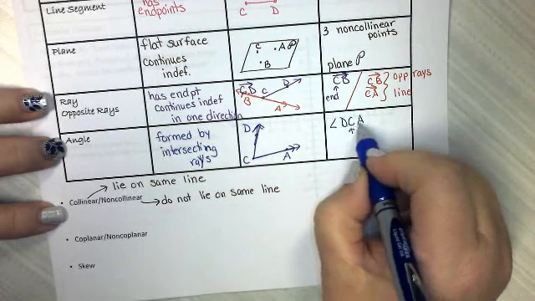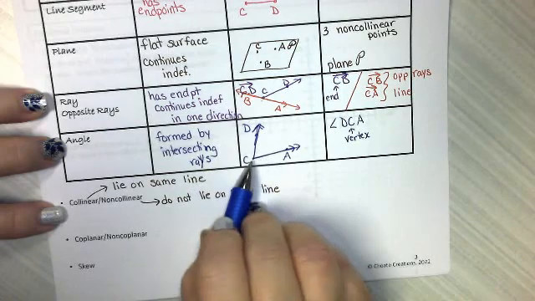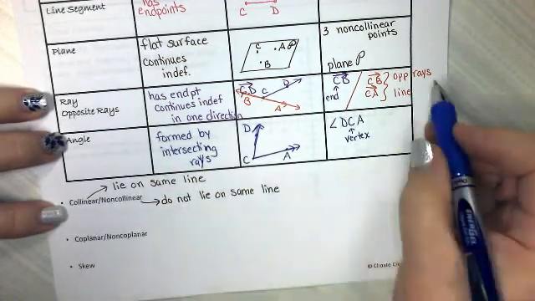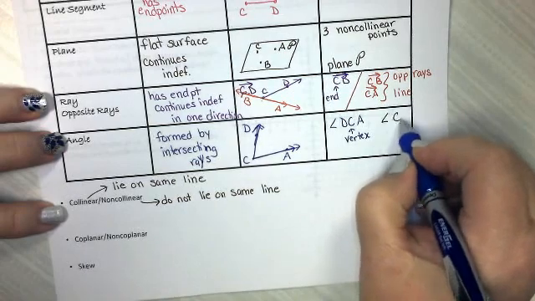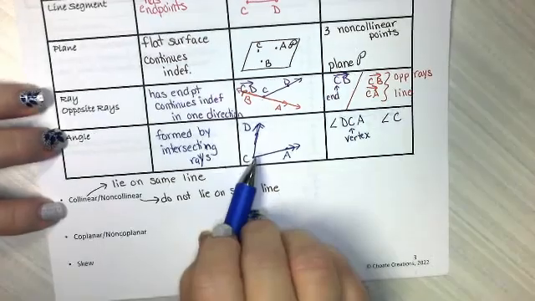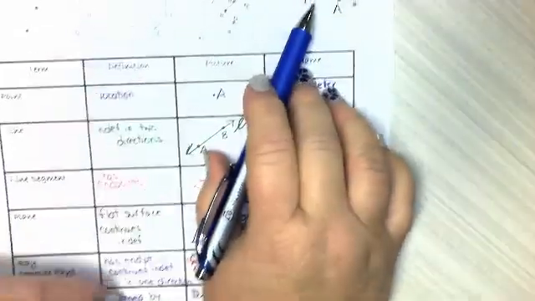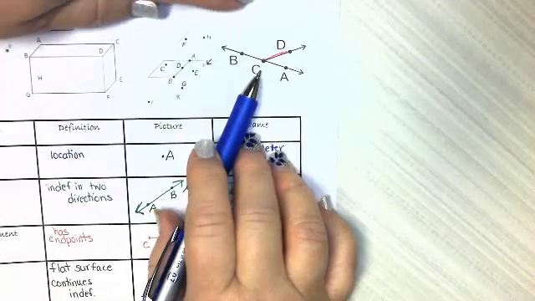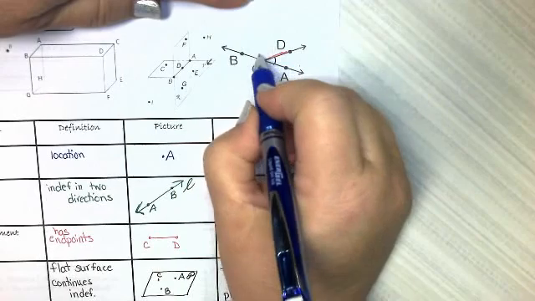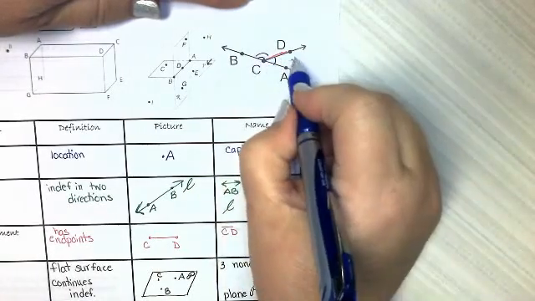This letter in the middle of the three is always the vertex of the angle, or the point where they intersect. So I could call this angle DCA. I could also call it angle C, because in my picture there's no confusion about what angle C is. If you go up here, and I said angle C, you might ask, well, do you mean this part of angle C, or do you mean this part of angle C? I would have to be very specific.